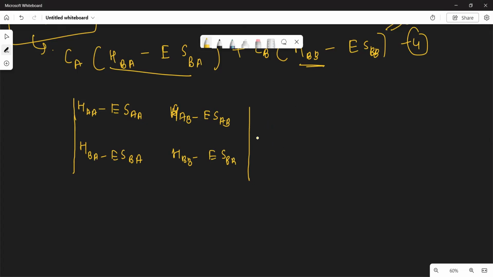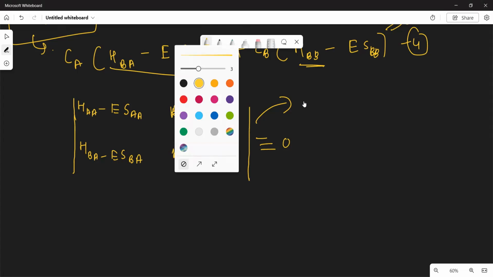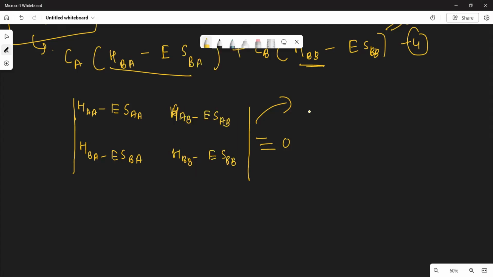Now this determinant is very important, and it is known as the secular determinant, because this determinant is formed from the secular equations. These two equations, third and fourth, are known as secular equations. This is the secular determinant. Now we will see how to solve this secular determinant for getting the energy value.